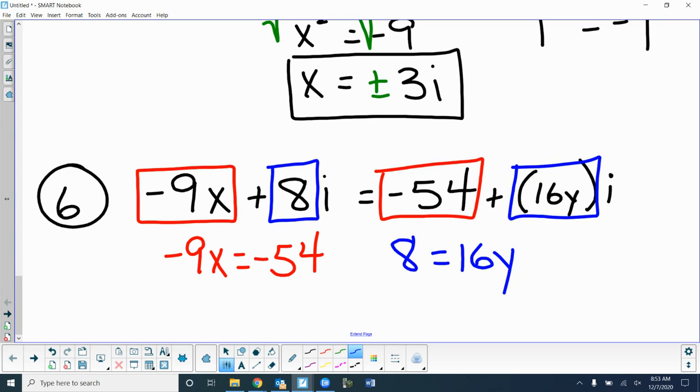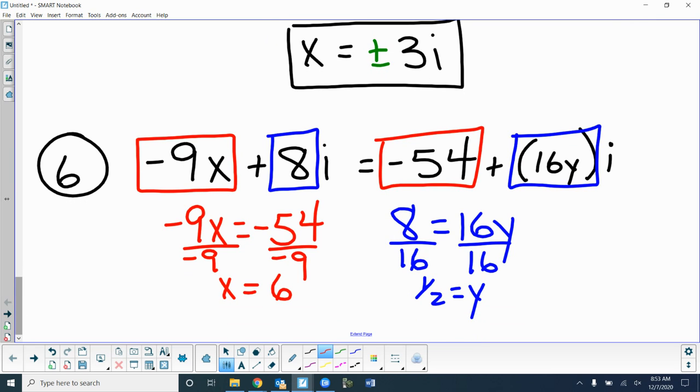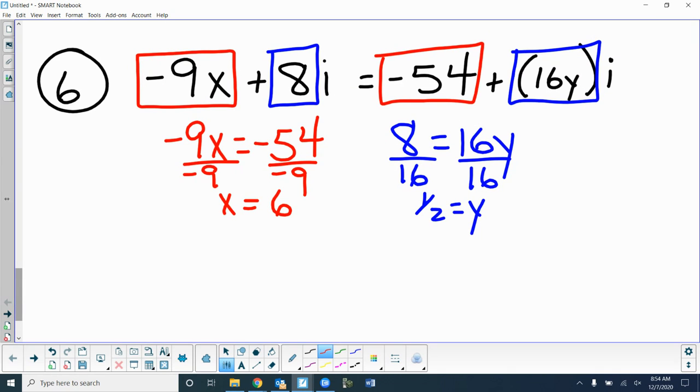You just solve it. Now to get y by itself, I have to divide by 16. That reduces to 1/2. Not 2. Here I got to divide by -9 to get x alone. The 2 negatives when I divide gives me a positive. So we should get 6 and 1/2. All right? So it's going to be very similar to that. You know, we're going to have one complex number equal to another, just set the real parts equal and the imaginary parts equal. Don't have to put the i's in the problem. Solve for x and y.